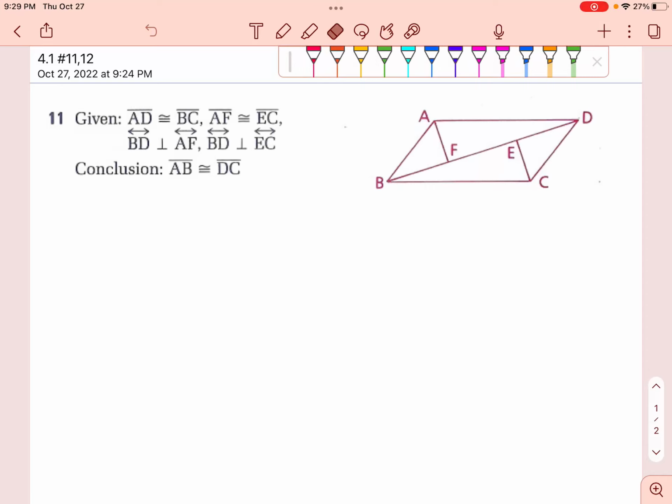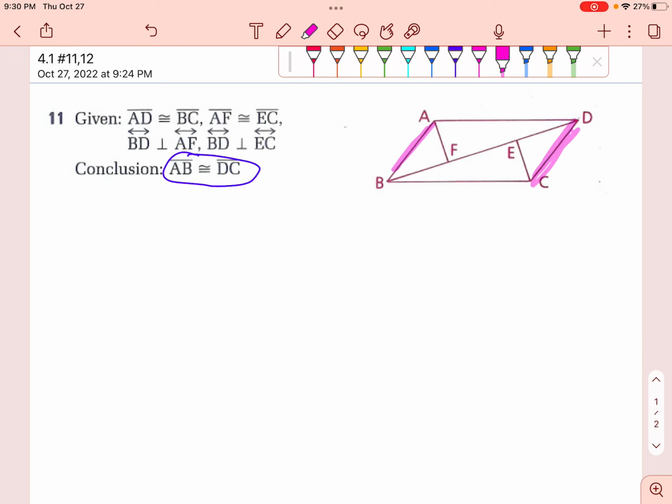Okay, so we're going to walk through proof number 11 on page 172 for 4.1. Let's take a look first at what I'm trying to figure out. That's where I always start. So we're trying to figure out if AB is equal to DC. And so what I like to do is, okay, how can I somehow get this piece equal to this piece?